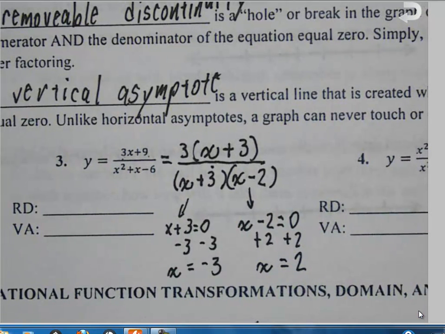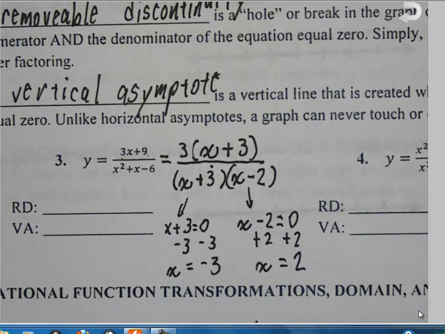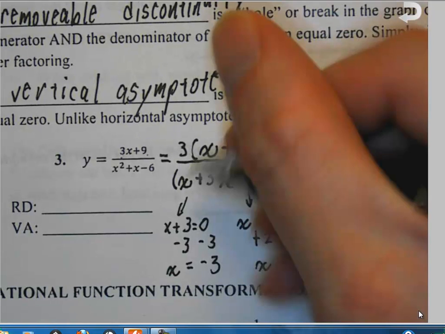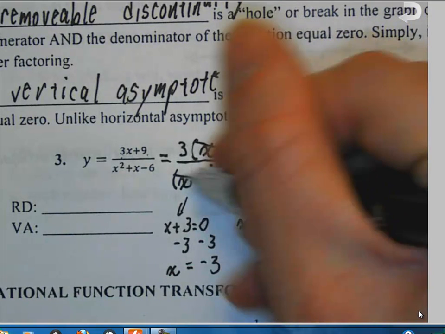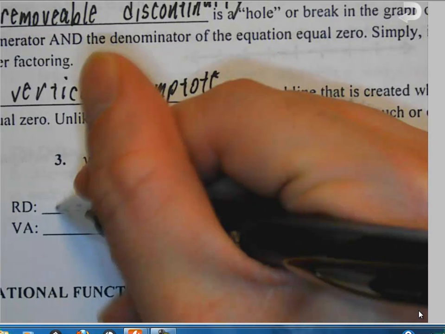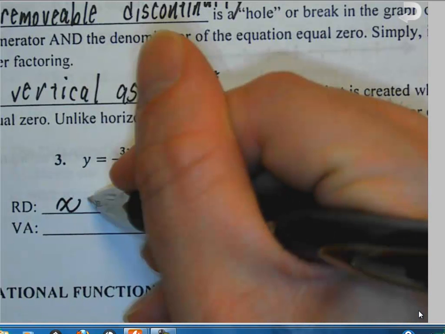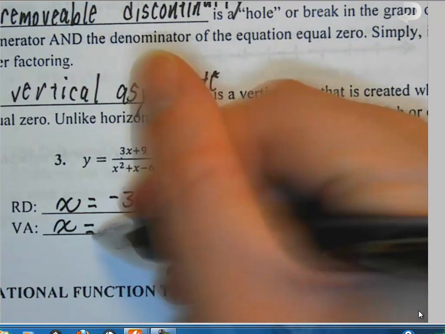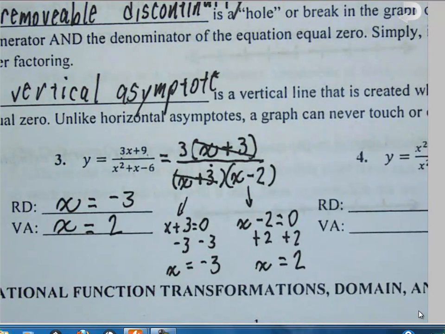Now, once we've found the zeros, you can determine which is a removable discontinuity and which is an asymptote, because this cancels with this. That tells me that x is equal to negative 3 is my removable discontinuity, and that x is equal to positive 2 is my asymptote. And that's all there is to that one.